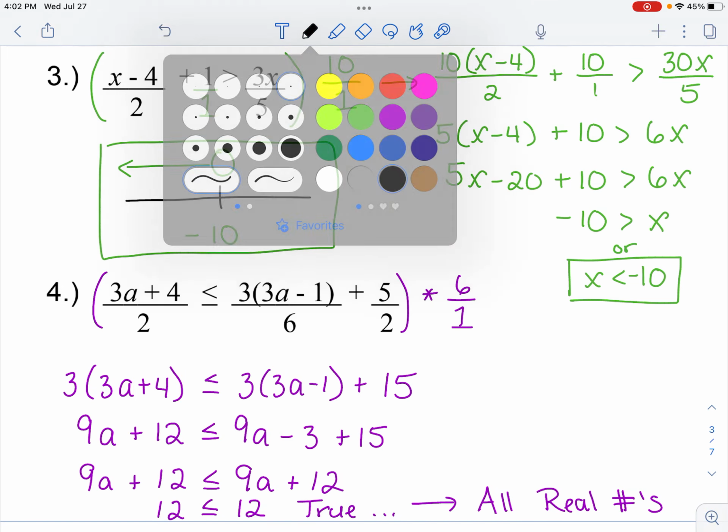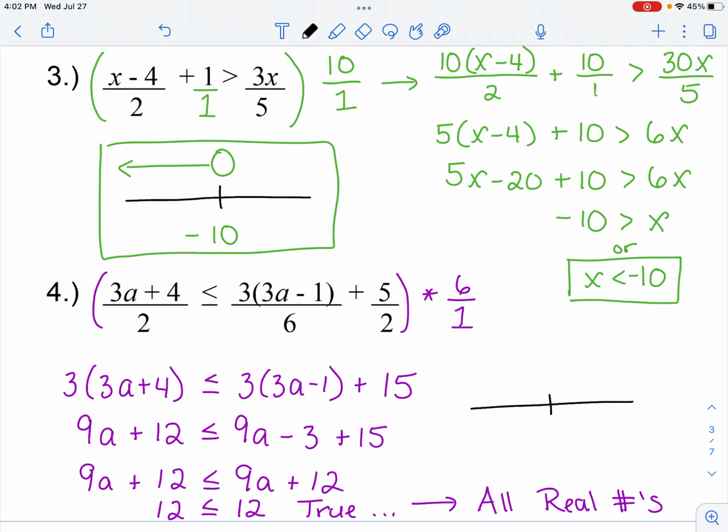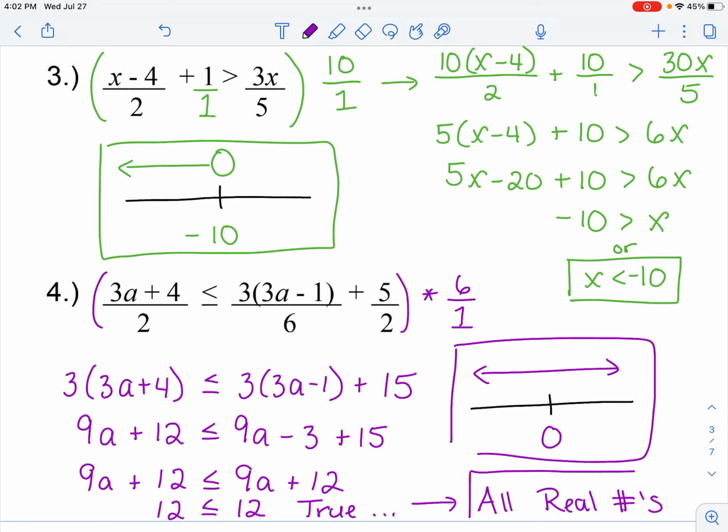So then how do I draw a number line for all real numbers? Well, you can mark any number that you want. I tend to mark 0 because 0 is the center of a number line normally. So all real numbers, everything goes. I draw an arrow going both ways because everything is included. We'll talk more about all real numbers when we review this stuff in class together. So this is my number line, and this is my actual solution, all real numbers.